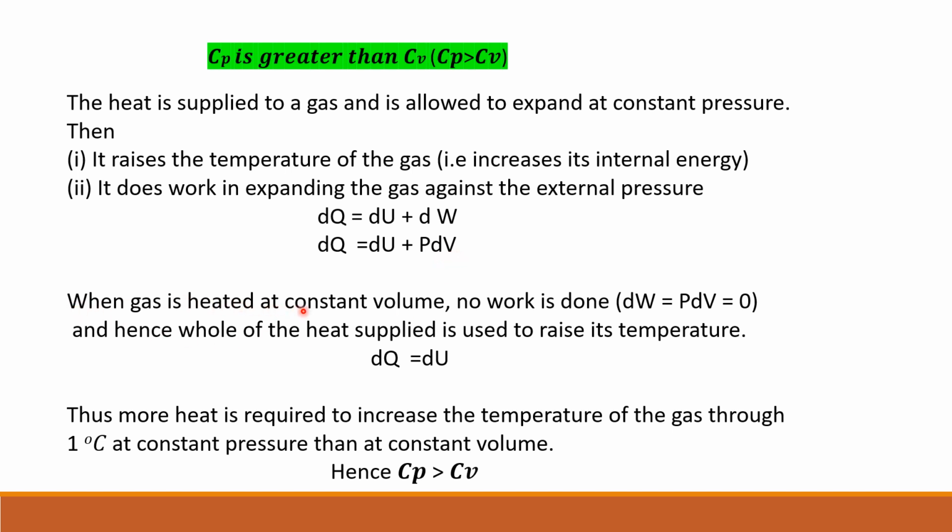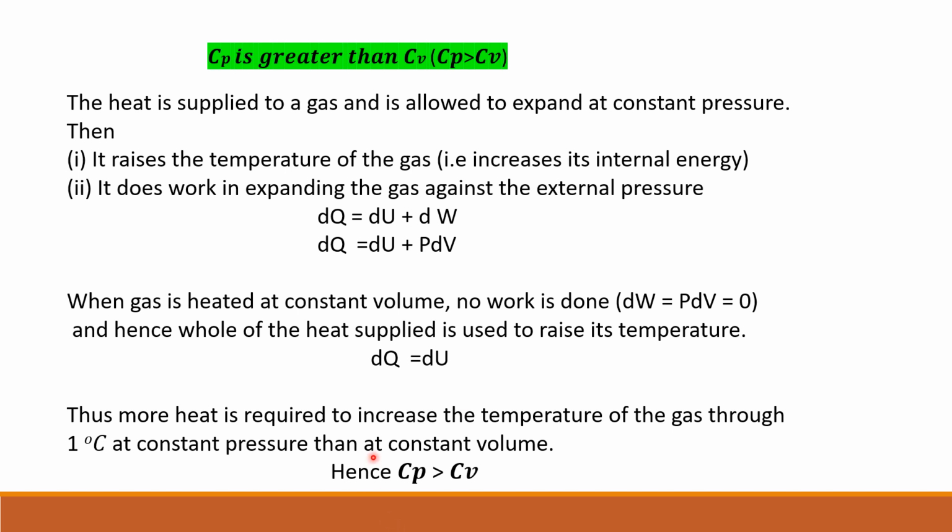When a gas is heated at constant volume, no work is done. If we heat the gas at constant volume, we are keeping the volume constant, so no work is done on the gas. So dw equal to 0. We put dw equal to 0 in this equation, dq equal to du. So the whole heat supplied is used to raise the temperature. Heat supplied is equal to the increase in internal energy or rise in temperature.